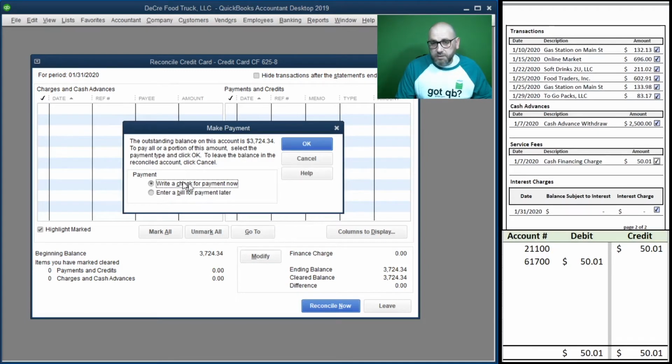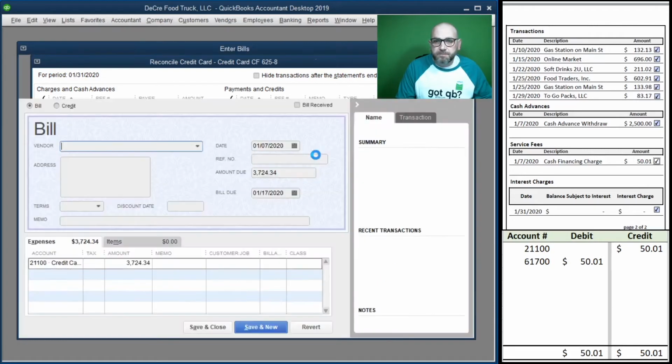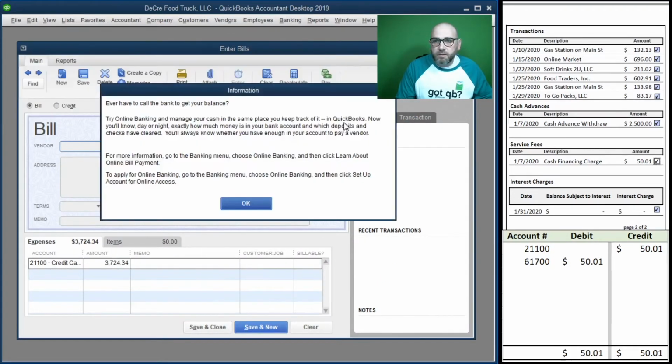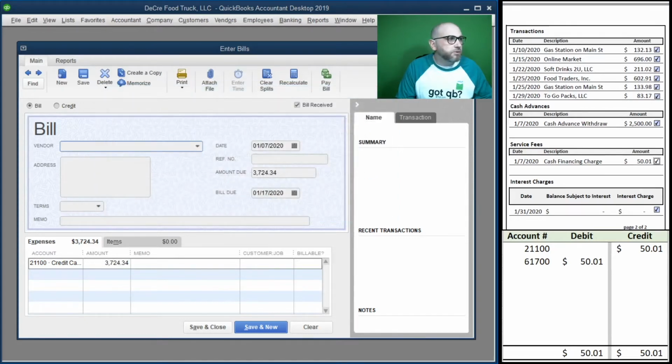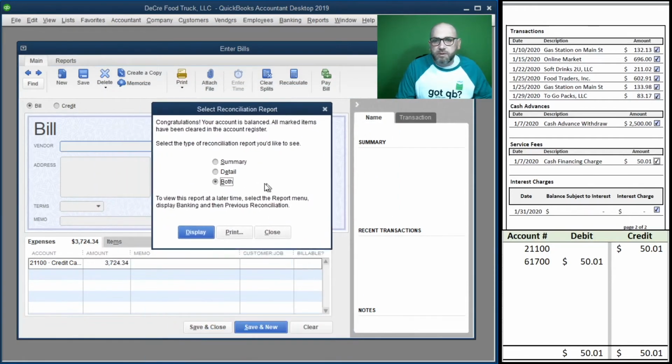Again, right here it's asking, well, do you want to pay the credit card? Well, enter the bill and payment later. Okay, well, we can handle it as a separate entry because we'll do that when we handle our bank account reconciliation. So let's go ahead and click OK. And again, it's introducing the reconciliation report. Let's do both.